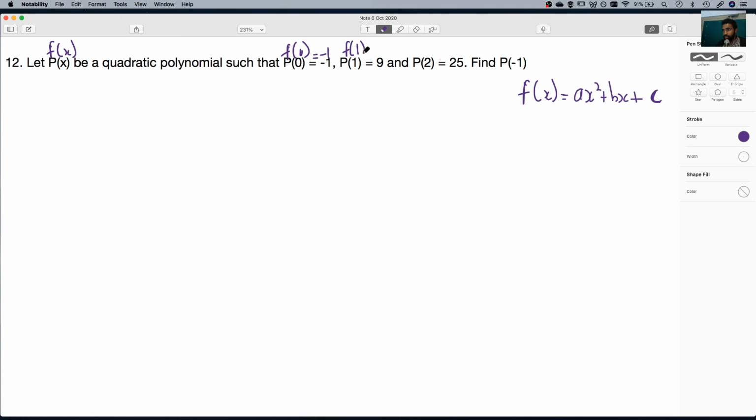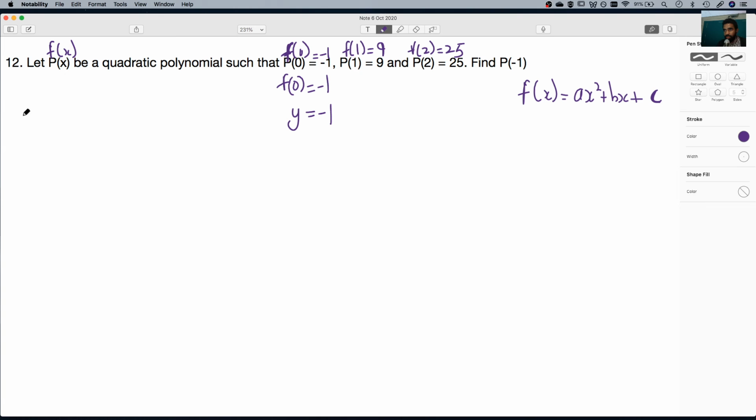f of 1 is 9, and f of 2 is 25. And hopefully now you remember that whenever you see f, you're thinking of y's. Whenever you have f of x of something, you can think of that as y is equal to that thing. So here we have f of 0 is equal to minus 1. We can think of that as y is equal to minus 1. And what is x? x is the thing that goes into the parentheses. Hopefully you remember that.